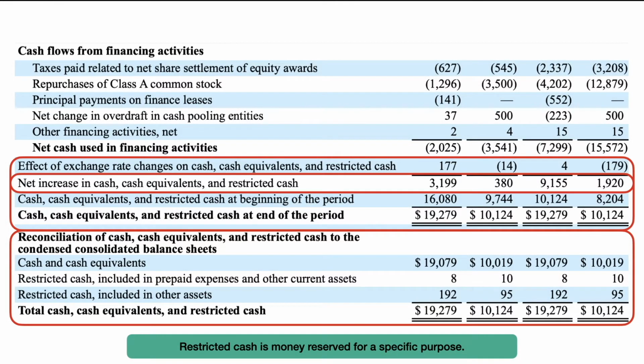So here we have the final total, which, as you can see, is calculated in one of two ways. The first way is by adding up all the section totals to get net increase in cash, cash equivalents, and restricted cash, and then adding that increase to the starting value. That will give you your new cash flow. The second way is through the balance sheet, which we'll take a look at in a second.